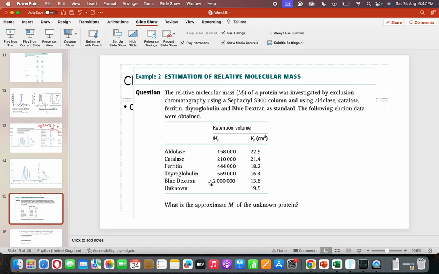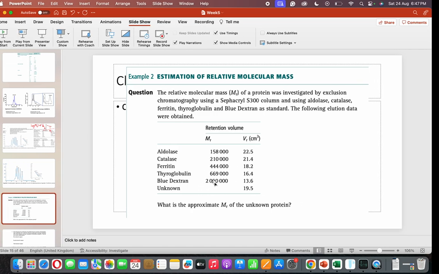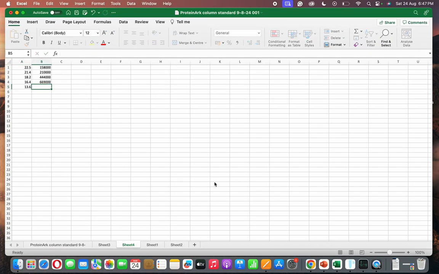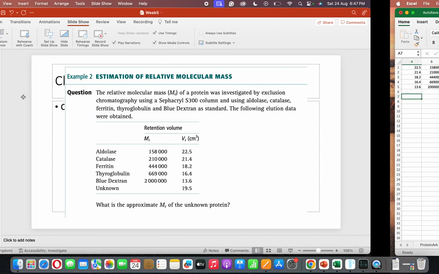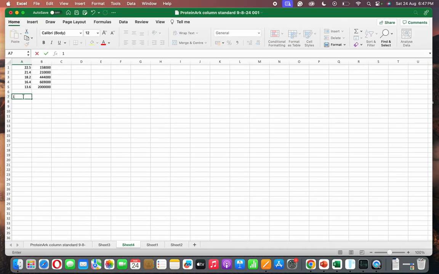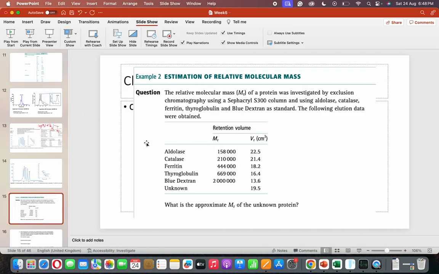13.6, and this is blue dextran, which is much bigger. So this is saying 2000 kDa. Okay, and we have some unknown protein which is eluting at 19.5. So just looking at the elution volume, we will expect it to sit somewhere here, between 444 kDa and 210 kDa. So maybe this protein will be somewhere around 300 kDa, right? But let's do a proper estimation and find out.